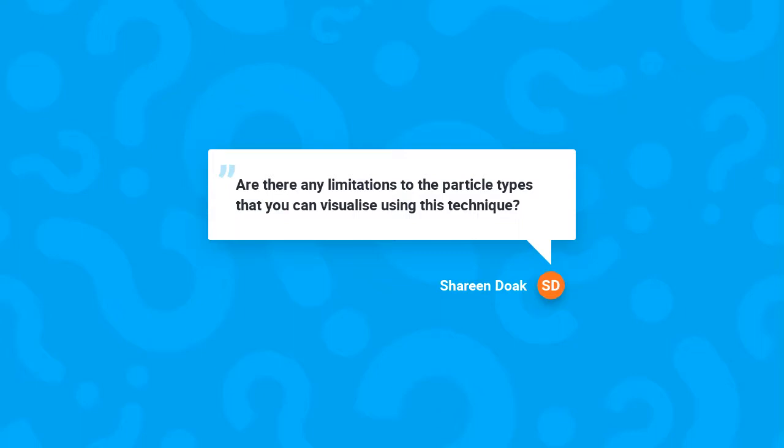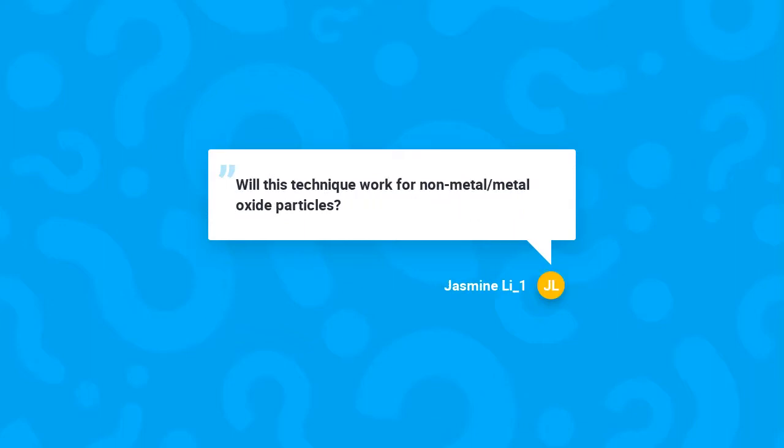All right, I hope you can hear me. So Shireen is asking if there's any limitation to the particle types. Yes, there definitely is. So of course, plasmonic particles are the very best. Metals, metal oxides, really good. As I showed, many of these carbon-based nanomaterials often is quite difficult because they absorb light rather than scatter.